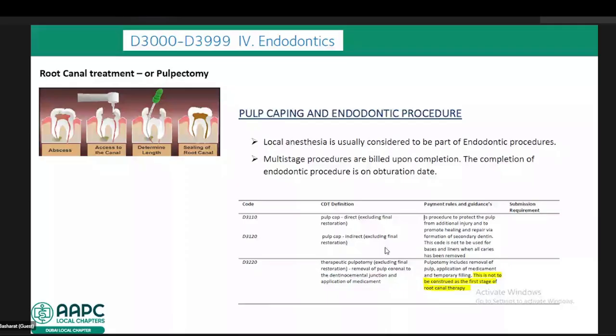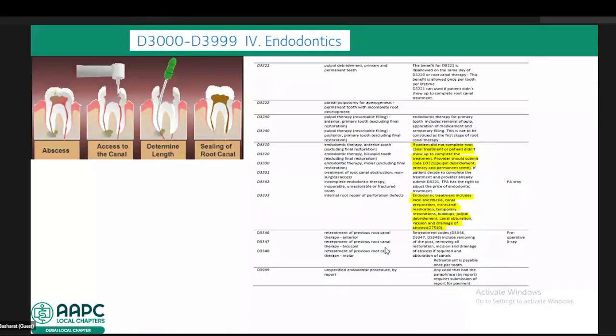Okay, there are some more guidelines for this one. If the patient did not complete root canal treatment or didn't show up to complete the treatment, the provider should submit this code. Sometimes a patient comes for an RCT case, and he just had the pulpectomy, and maybe he goes to another doctor or doesn't want to continue treatment. So you cannot assign the code for the RCT. You need to only assign this code D3221. Okay. Check.